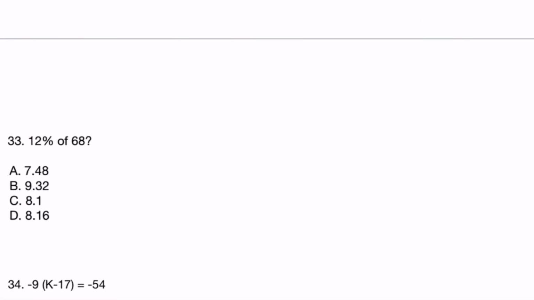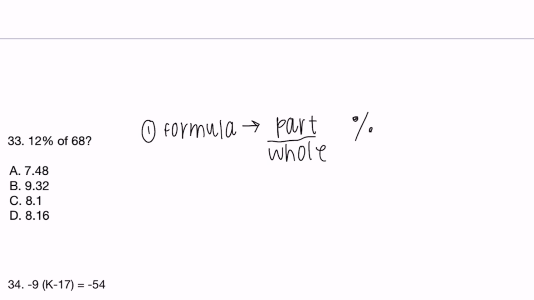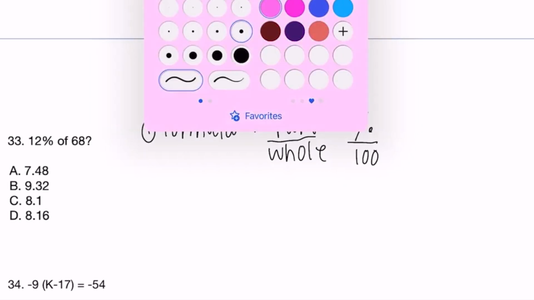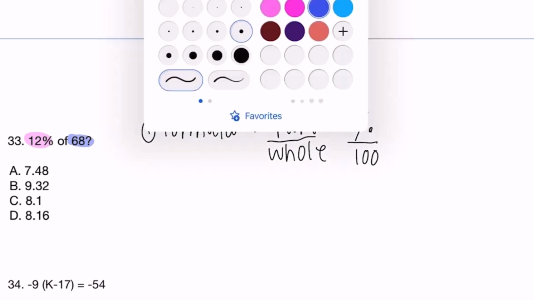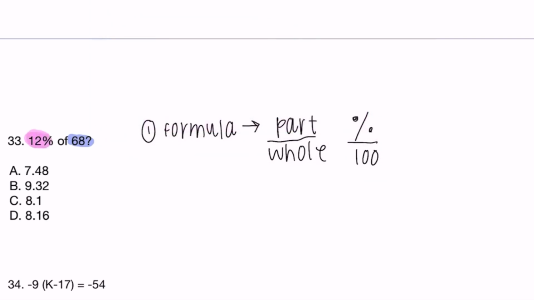Okay, so let's go to number 33. 12% of 68. So first thing you need to know is the formula to find this. Part over whole, and percent over 100. So I'm going to break it down for you. You're trying to find 12% of 68. So let me show you how this formula kind of works. Anytime it gives you a percent like that, see the percent? You're just putting it where the percent is on the formula.